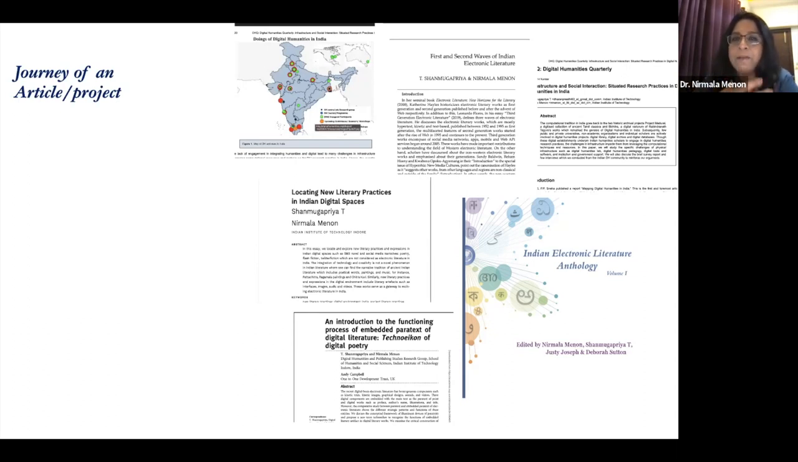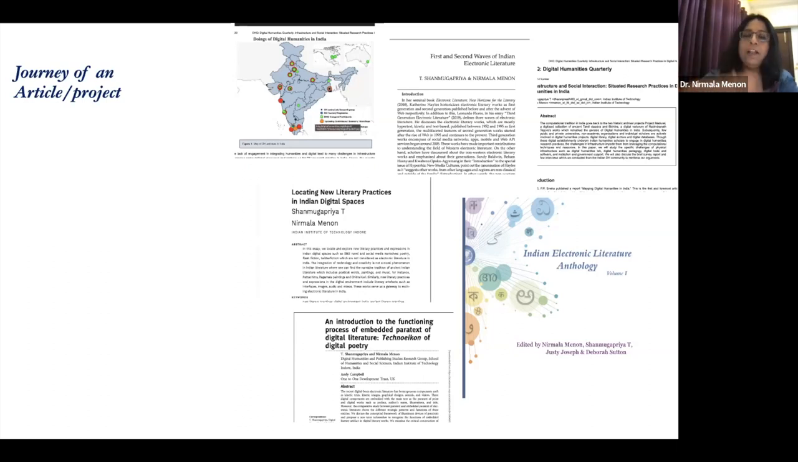They are being shared by communities among themselves, but it has never been anthologized. So that is why we did not know, because there is no volume of Indian electronic literature. So we came to this article, which I think was in DHQ or MATLAB, I'm not sure, on the first and second waves of Indian electronic literature.